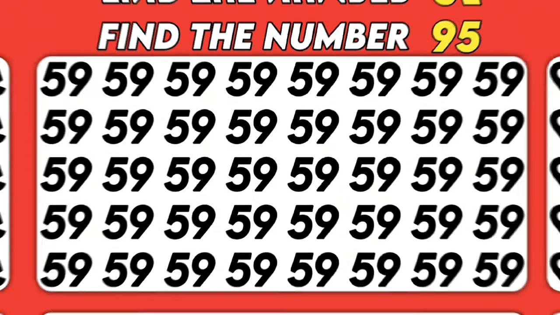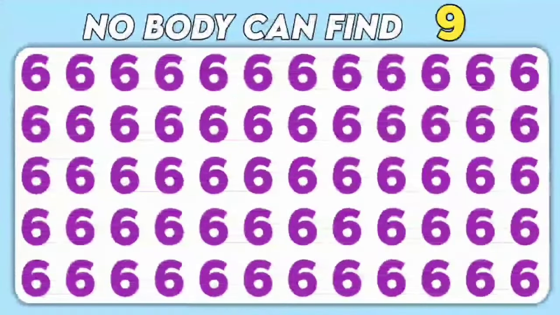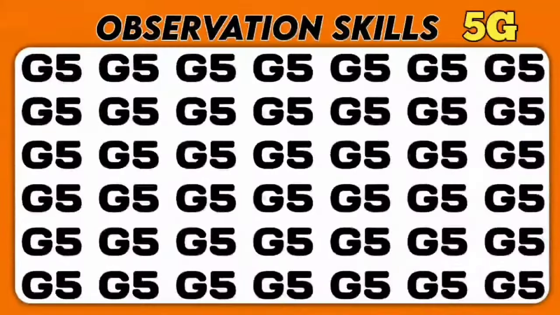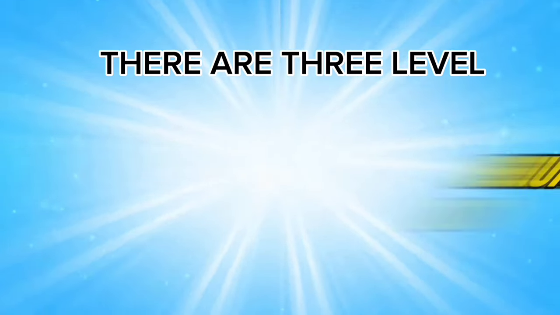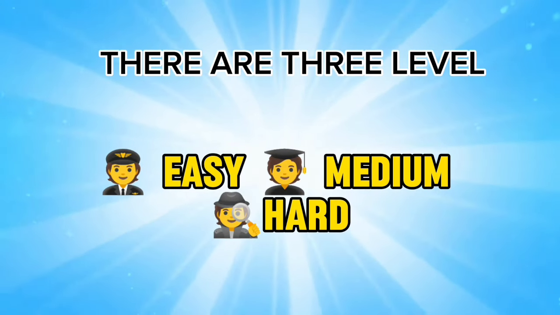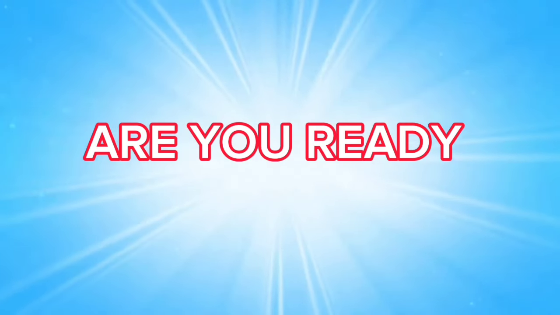In this video, test your observation skills. Can you find the odd numbers and letters within given time? There are three levels: easy, medium, hard. Are you ready? Let's go!